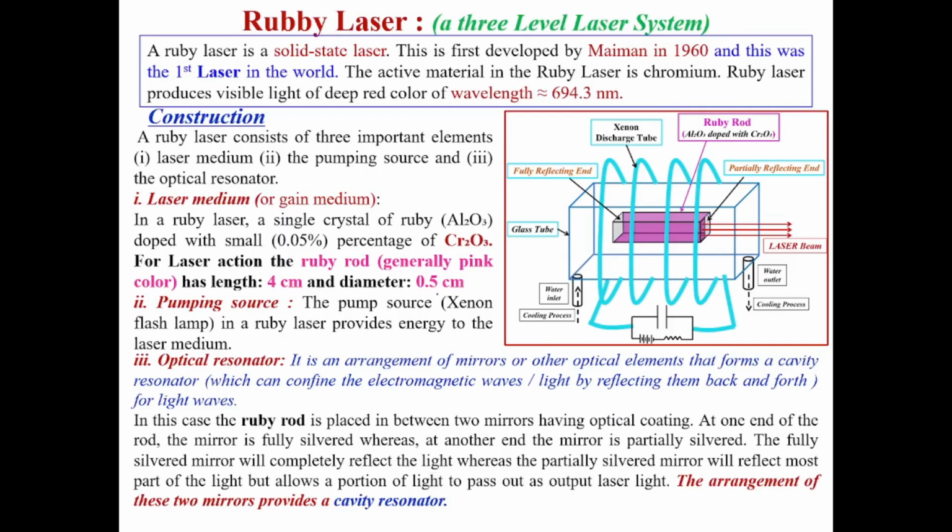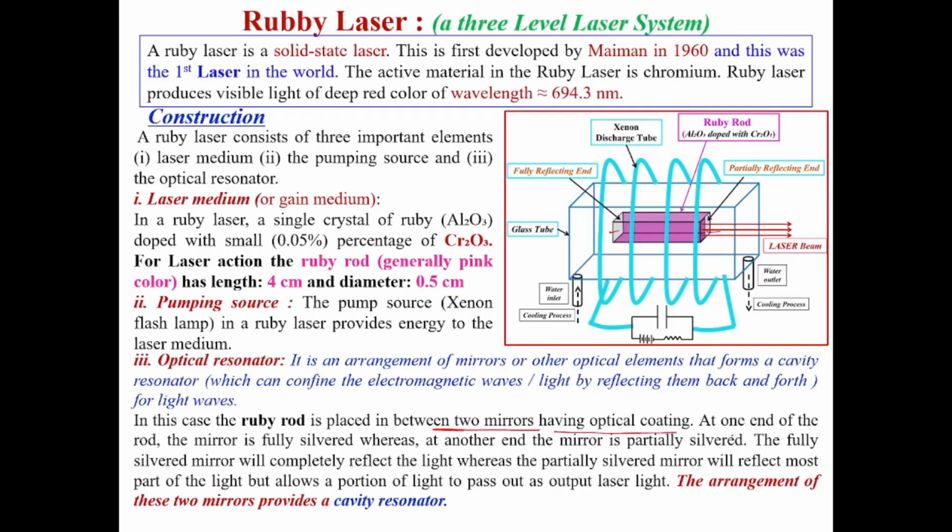In this ruby laser, the ruby rod is placed in between the two mirrors. Here, this is the ruby rod, pink color. Its length is around 4 centimeter, and its diameter or width is 0.5 centimeter. This will be kept between two mirrors. This is one mirror, this is another mirror.